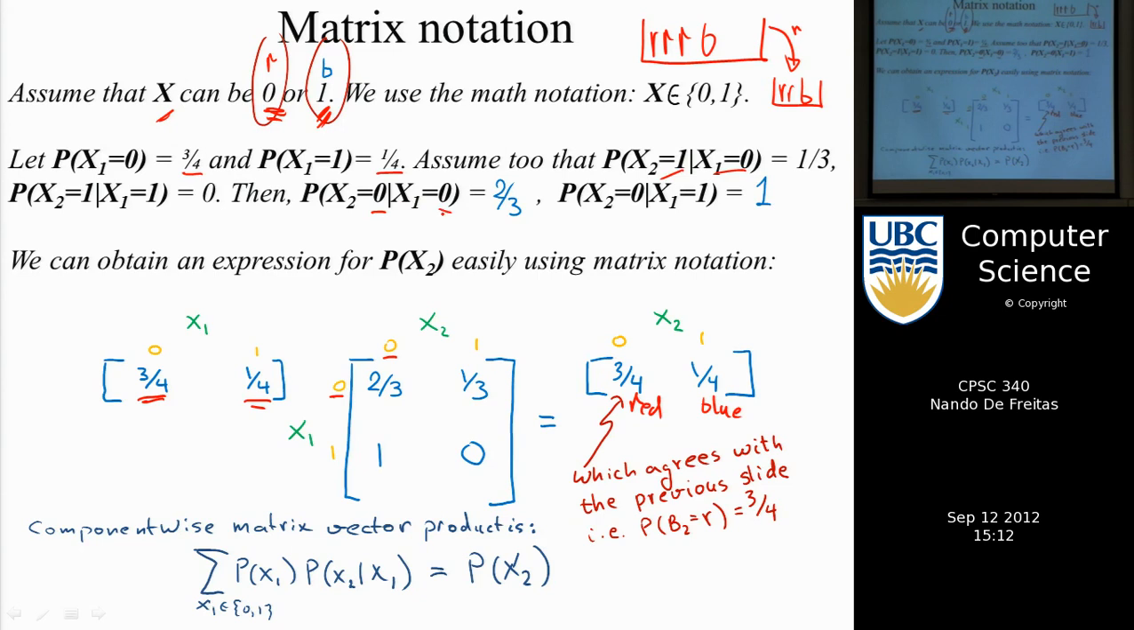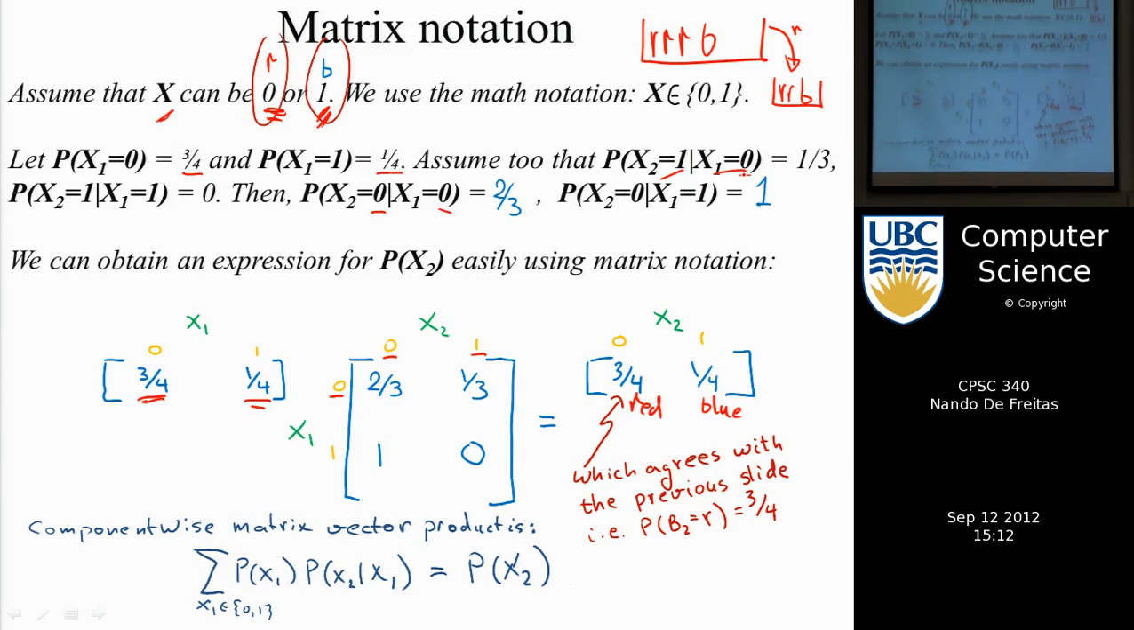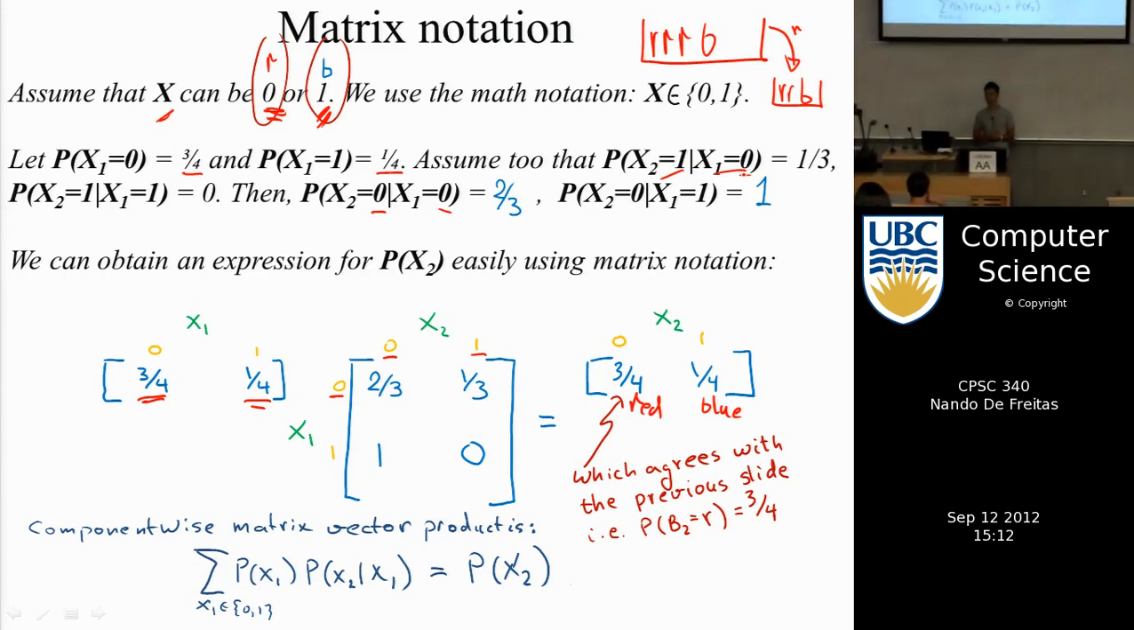0 to 0 is 2/3. 0 to 1, which would be over here, is 1/3. And then 1 to 0 is 1, and 1 to 1 is 0. I'm just filling in that matrix. Now, when I multiply a vector times a matrix, I get a vector. That vector is the probability of x2.